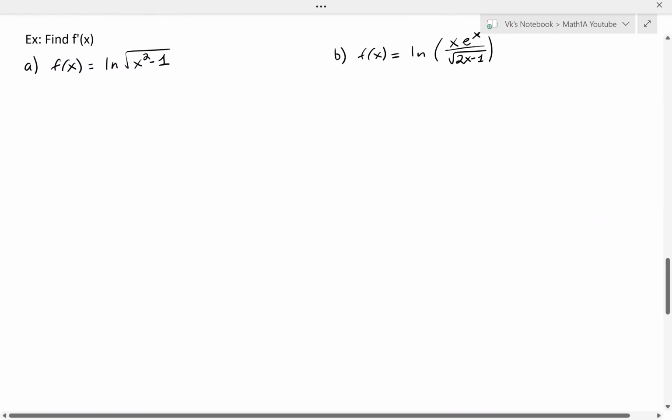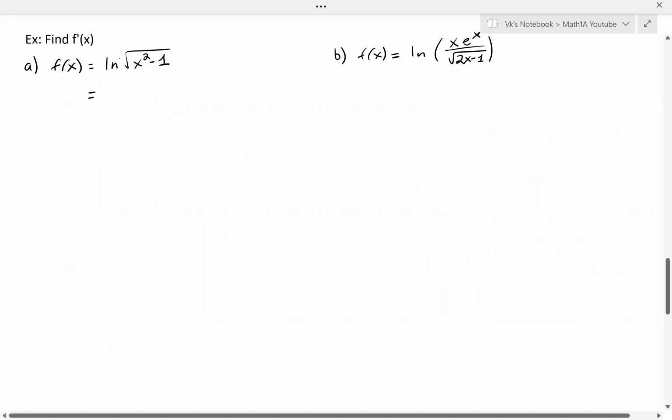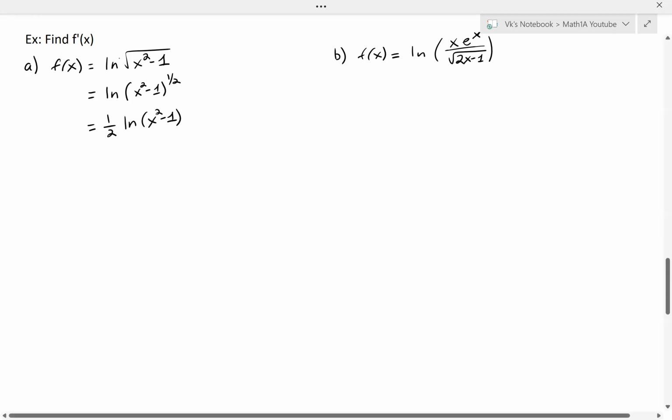Example 5, find f prime(x) in part A. We have the function f(x) equals ln of the square root of x squared minus 1. It is best to simplify, because we don't want to use the chain rule inside and then inside again, way too many inner functions. The square root is the exponent 1 over 2, so x squared minus 1 to the power 1 over 2. Using the property of logarithm, we take the exponent outside. So 1 over 2 ln of x squared minus 1.